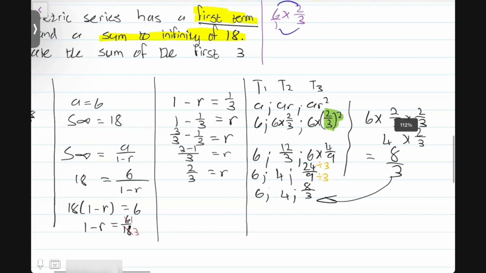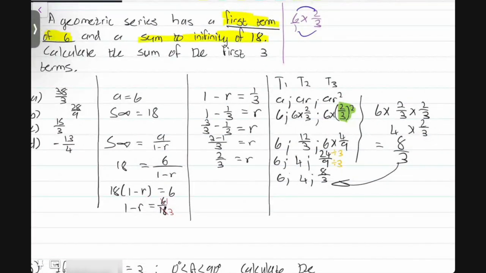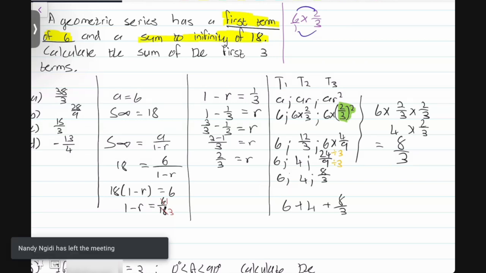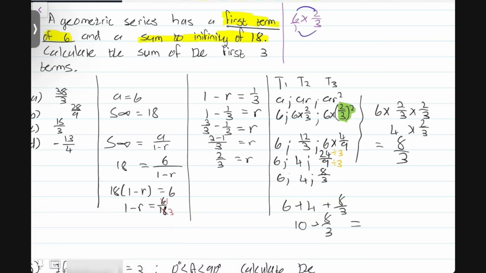So now that we have that, we're just going to add it up. 6 plus 4, we know that this is 10 already. So 6 plus 4 plus 8 over 3, you can say that it's 10 plus 8 over 3. So all we're going to do now is get it to a common denominator. So I need to times this 10 by 3 because currently this is over 1.